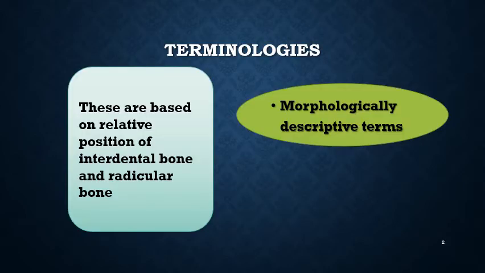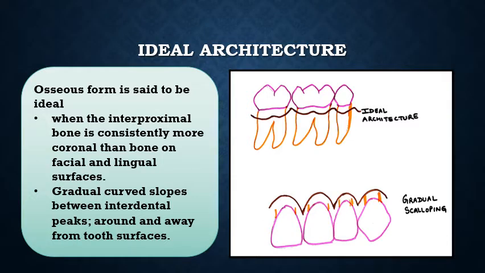We will be discussing morphologically descriptive terms. That means how alveolar bone looks when we expose it surgically or when we see it on a skull. These are based on relative positions of interdental bone as well as radicular bone. Means the relative levels of interdental bone and radicular bone will decide the nomenclature. First of all, I will be discussing ideal architecture.